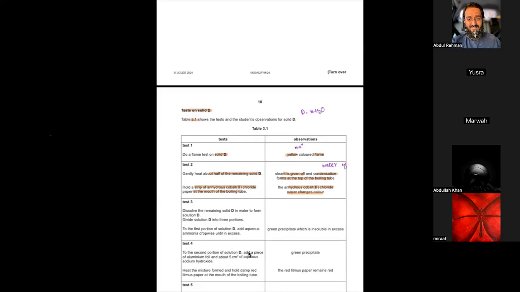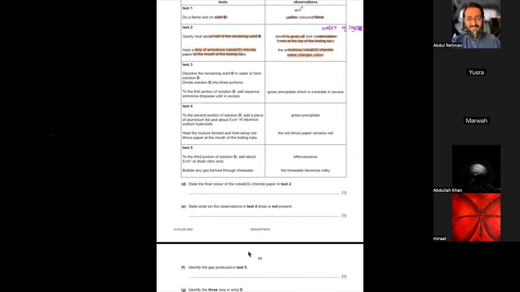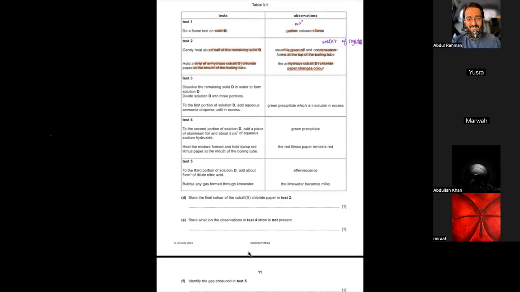We don't know how many waters are there, but this helps because on heating D, they said that steam is formed, and when that steam reaches the mouth, it condenses, and the cobalt(II) chloride changes its color, which indicates that there is water. Is this understandable to all of you? Yes, sir. Okay.